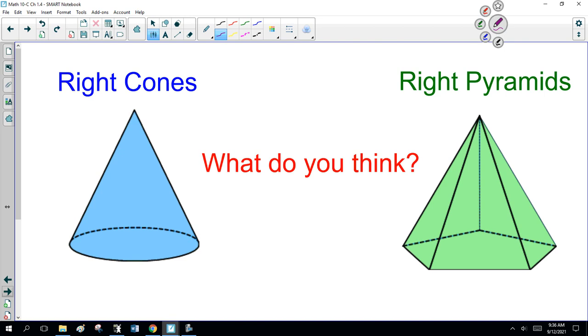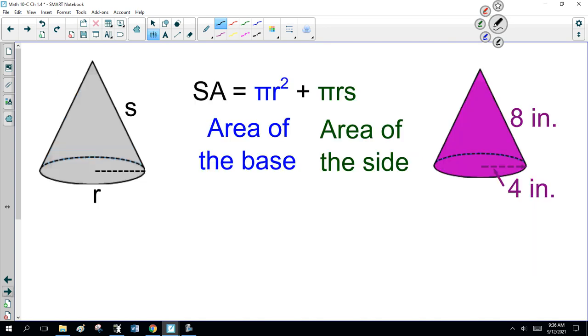What do you think? Well, you've seen them all before, but why are they called right? Well, because they all have a right angle in them, which makes it very easy to calculate.